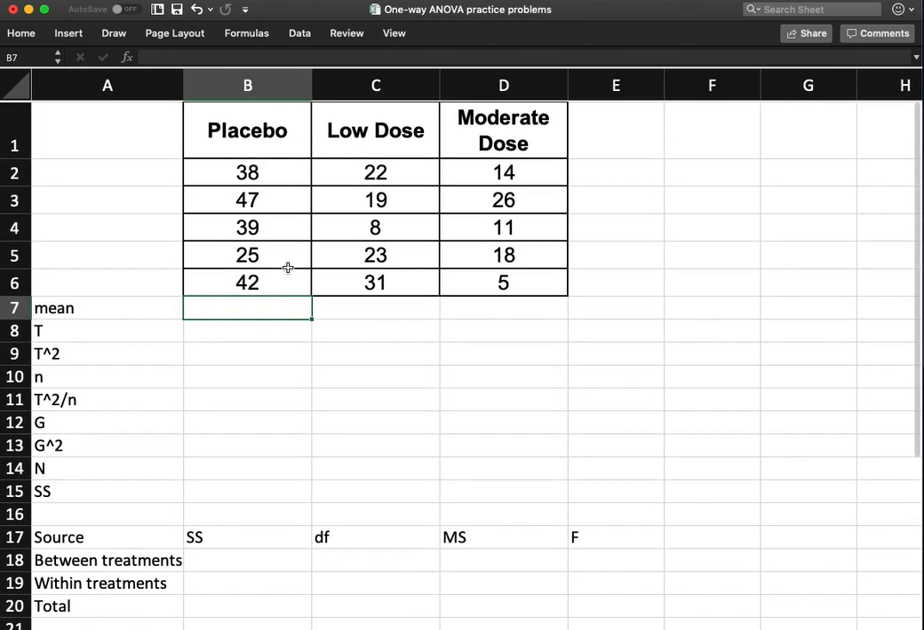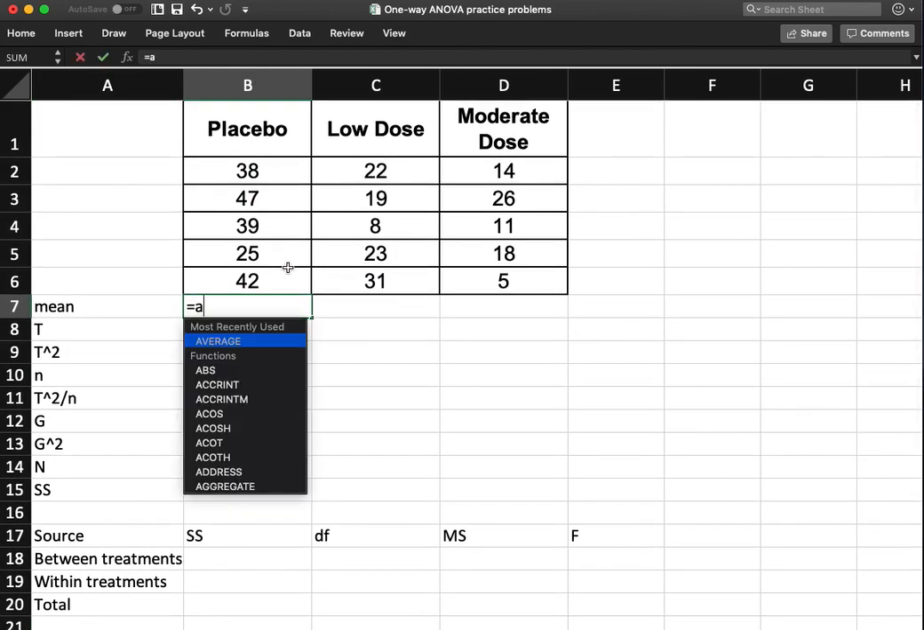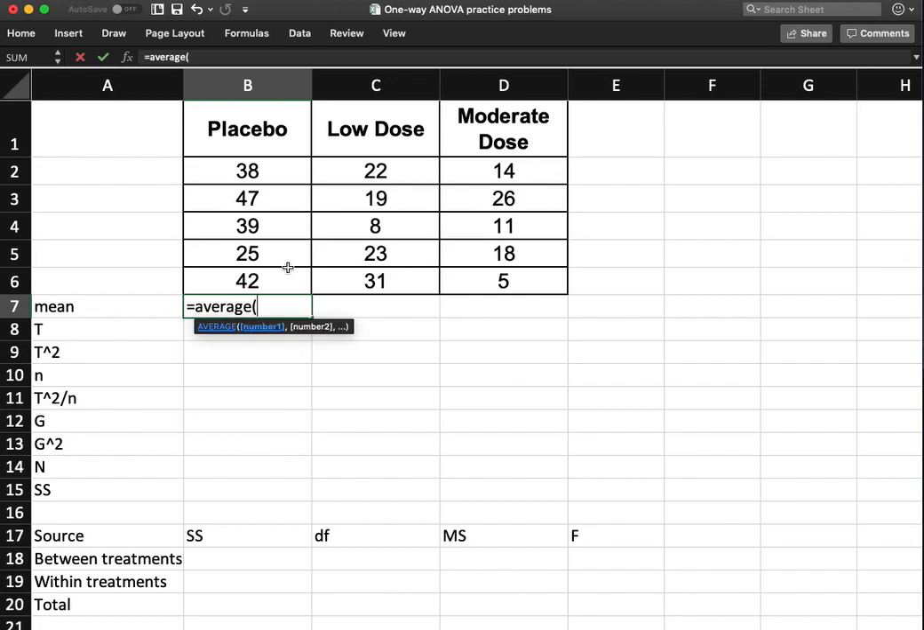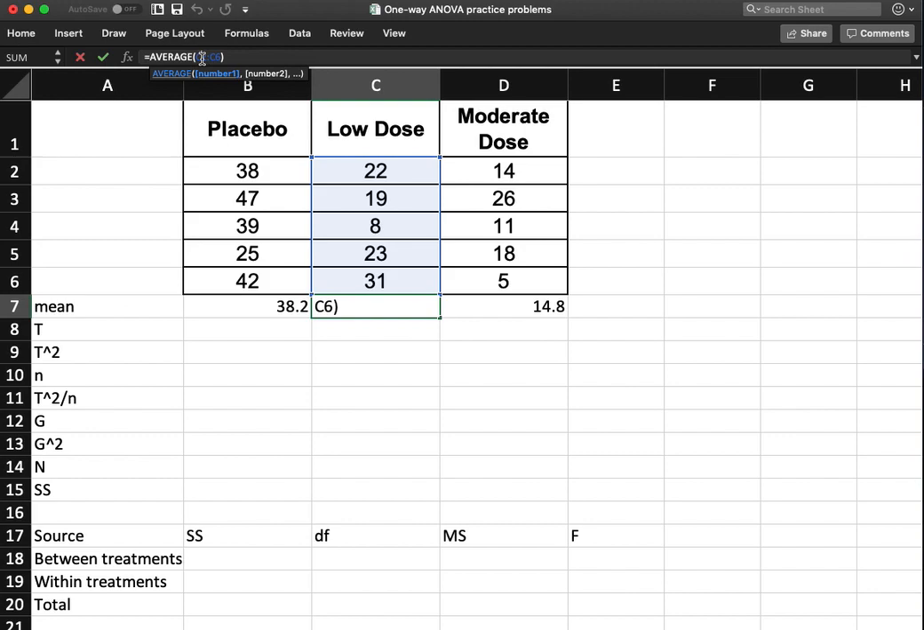Let's go ahead and compute our sample means here. This is just equal average. I'm going to take the average of the 5 scores for the placebo group and copy and paste that. We have the same sample sizes in each group, so it's okay to do copy and paste here because this is just going to take the average of the 5 numbers above it, and so will this one too. If we had unequal Ns, we'd want to make sure that we're taking the average of all the scores in a particular treatment group.